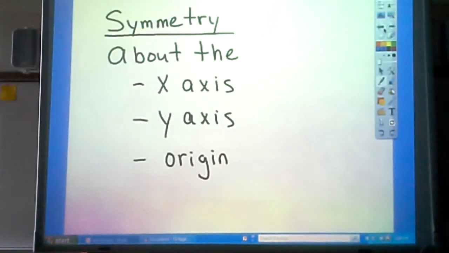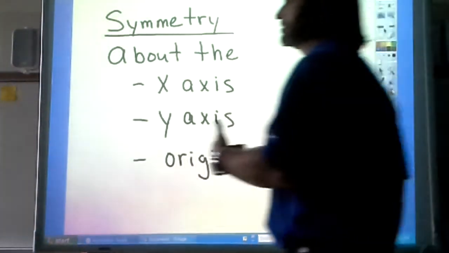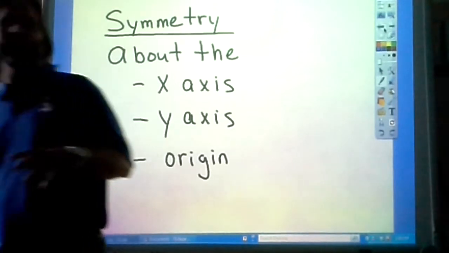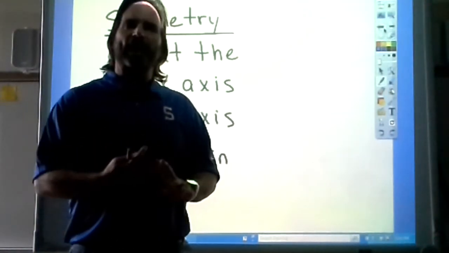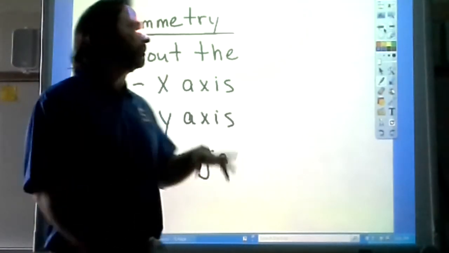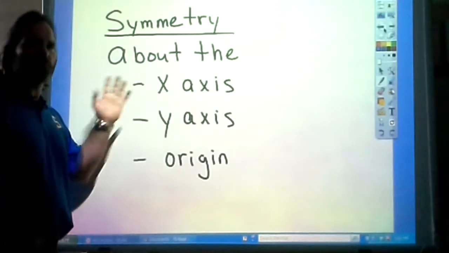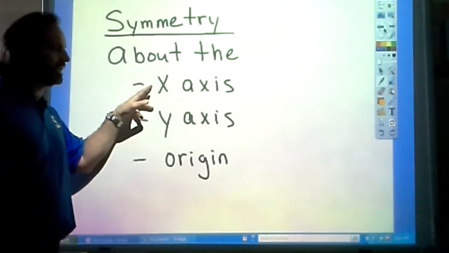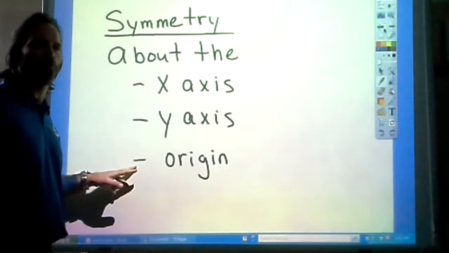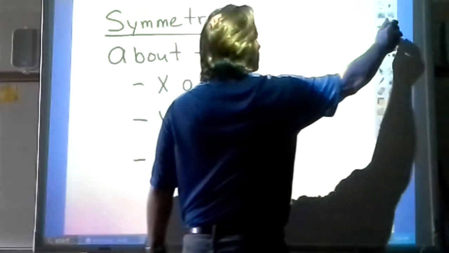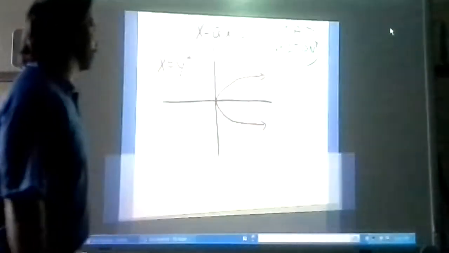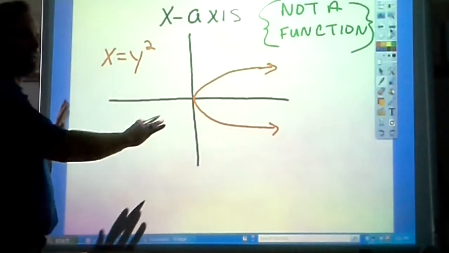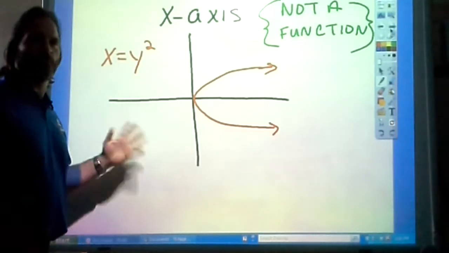Okay, here's a couple things we're going to talk about: even functions, odd functions, and neither. And they deal with symmetry. We can have symmetry on a graph about the x-axis, about the y-axis, and about the origin. Okay? So x-axis, y-axis, origin. I'm going to cover the x-axis first because we're not really going to do anything with it.